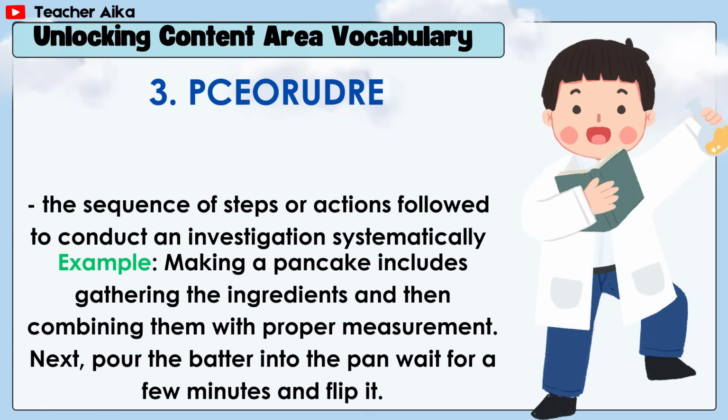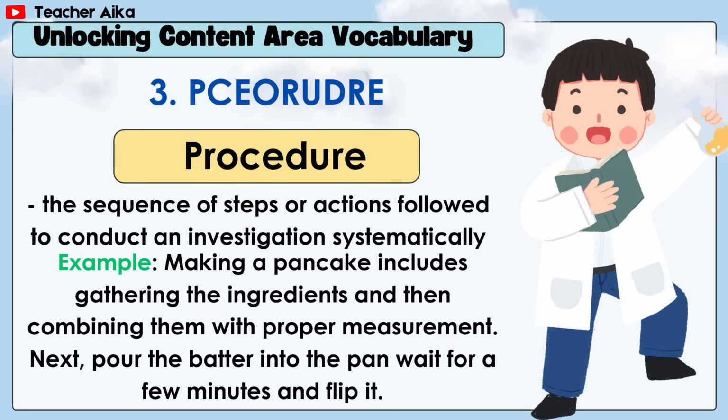Number 3. The sequence of steps or actions followed to conduct an investigation systematically. Example, making a pancake includes gathering the ingredients and then combining them with proper measurement. Next, pour the batter into the pan, wait for a few minutes and flip it. Answer: procedure.